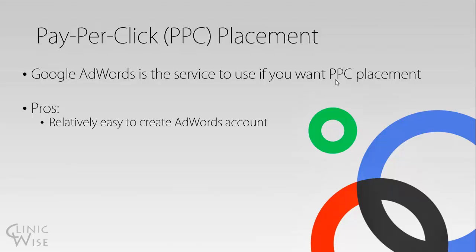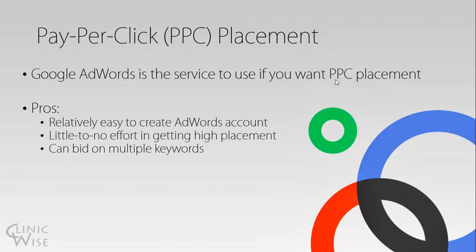Pros. Creating an AdWords account is relatively easy and gives you control over who sees your ad. You can limit your ad to a certain geographical region, for instance. It takes little to no effort to show up high in search results through pay-per-click. Bidding on multiple keywords means you get exposure to people searching for a wide variety of topics.